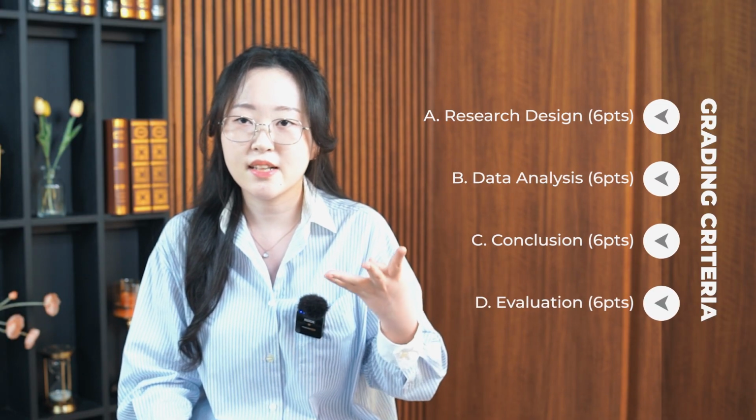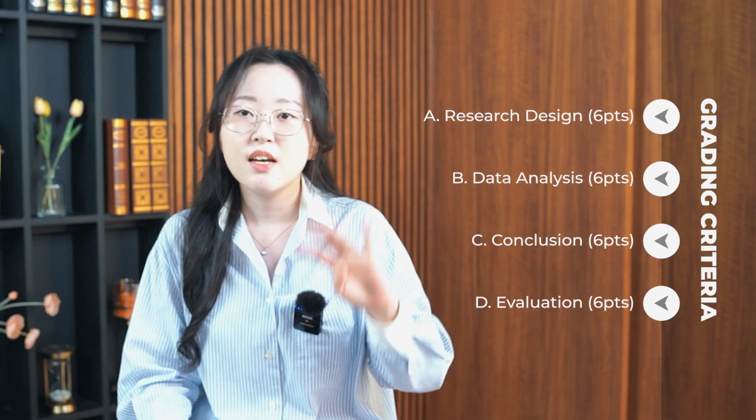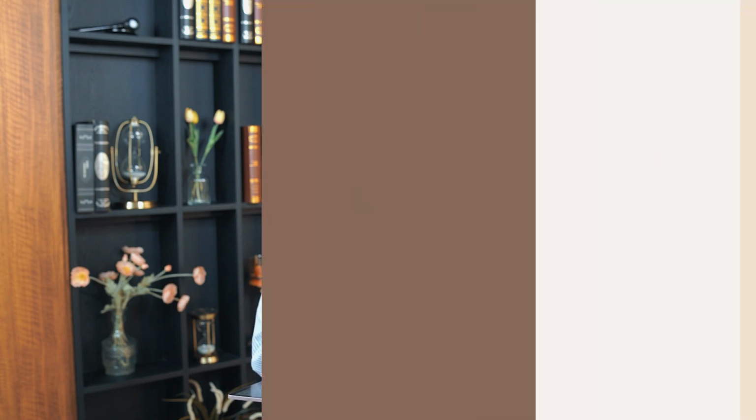The IA will take up in total 20% of the student's final IB grade. When it comes to the IA rubric itself, it has 4 criteria: A, B, C, D. A has to do with the experimental design aspects, B has to do with data analysis, C is about the conclusion, and D is on evaluation. They each take up 6 points, so in total it will be 24 points worth of marks.